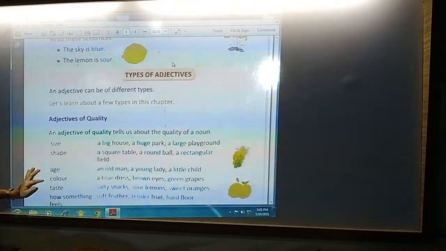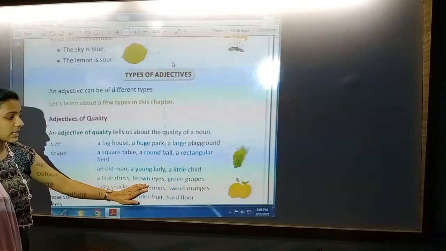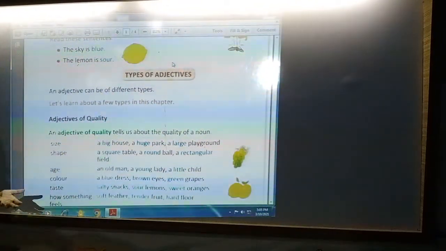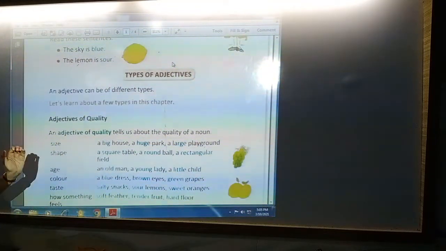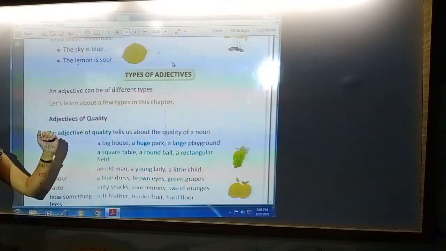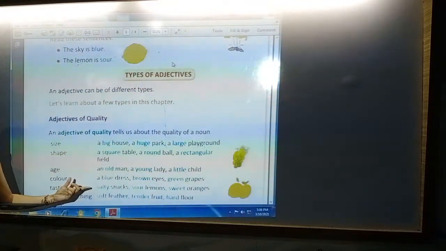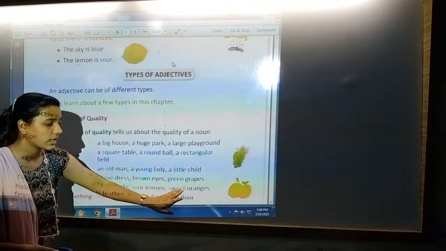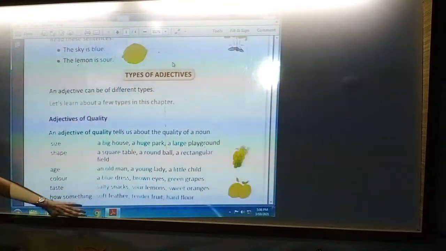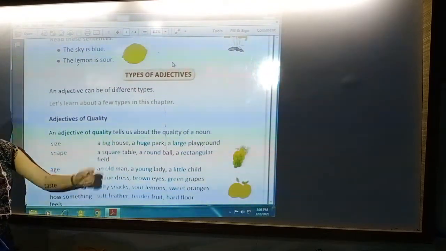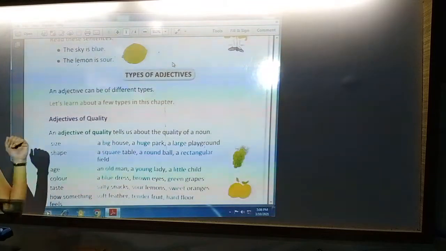Next is color. A blue dress, brown eyes, green dress, red dress. So this can be the example of color, which describes more about noun. That means it describes the color of that noun. The color of noun, the size of noun, the shape of noun, age of noun. Next is taste. In the taste, it can be salty, sour, sweet, bitter. So these are the adjectives of quality which describe the taste of noun.